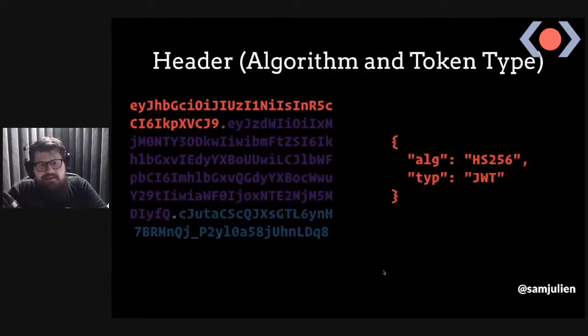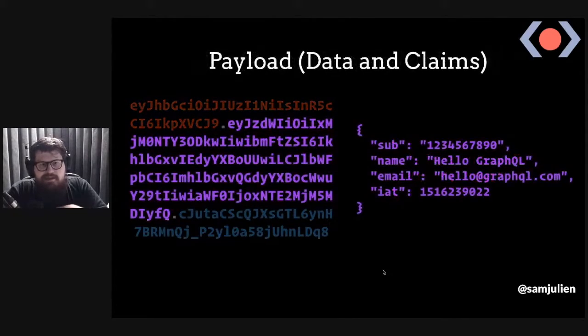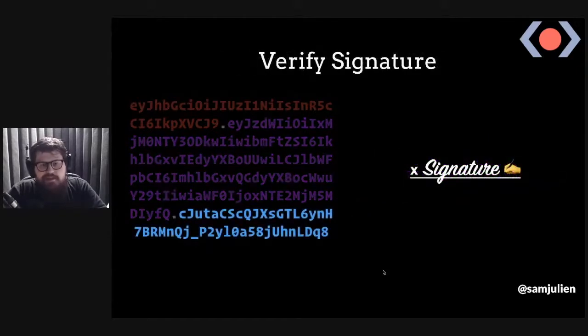It's got a header, which is the algorithm and the token type. It's got a payload, which contains all of the data as well as the claims in the token. And there are some that are mandatory and some that aren't. And then it's also got a third part, which is a signature. And this is what we can use to verify that the token came from the authorization server and it's meant for this particular API that we're working with.